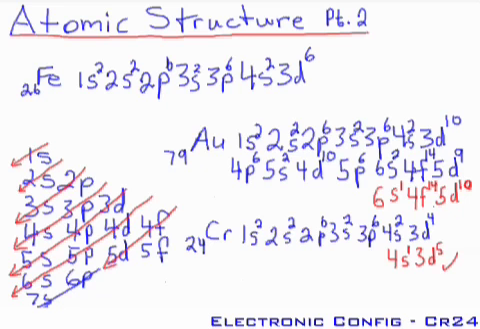Well, let's go down the group. Who's below chromium? Below chromium, we have molybdenum. And the atomic number of molybdenum is 42.